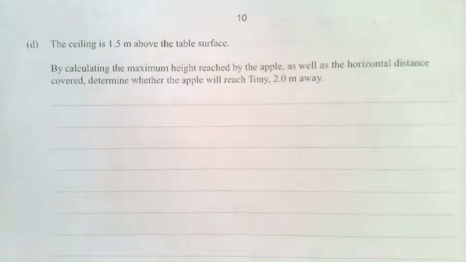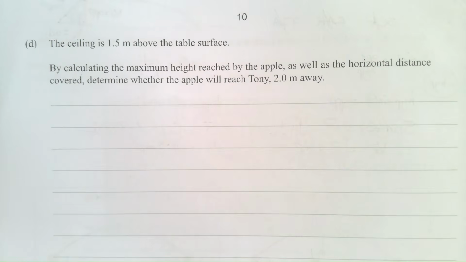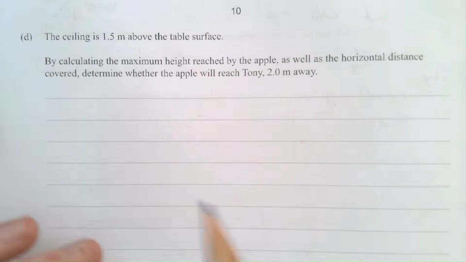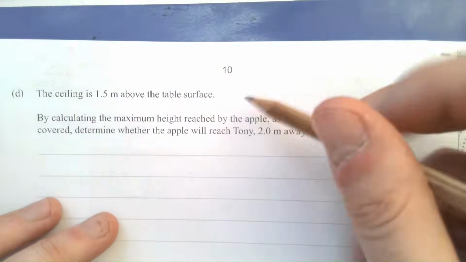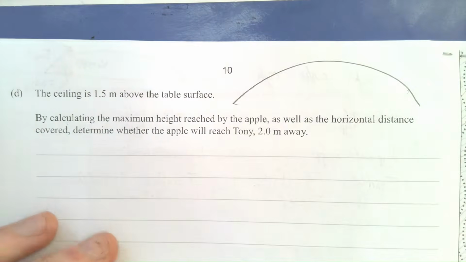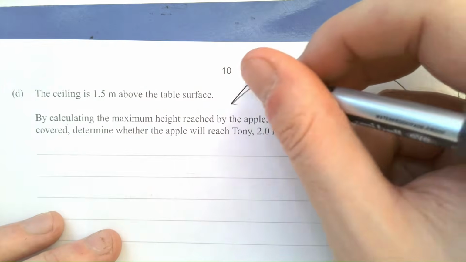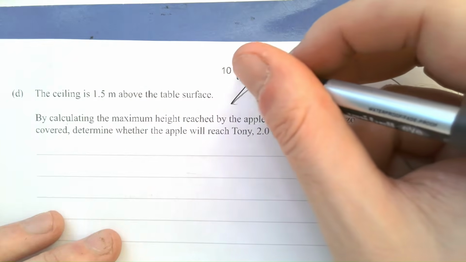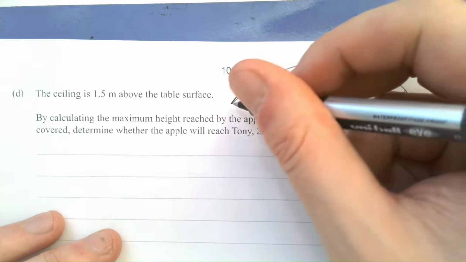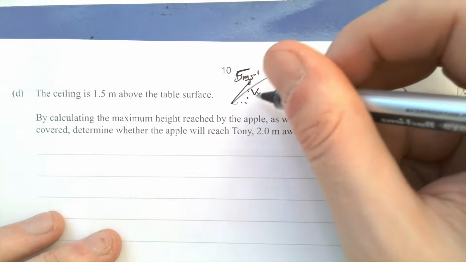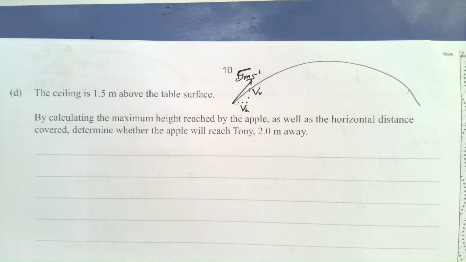We are told that the ceiling is 1.5 meters above the table surface. By calculating the maximum height reached by the apple as well as the horizontal distance covered, determine whether the apple will reach only 2 meters away. And again, this is a really classic sort of question. I'm going to just draw very quickly the system, starting at 5 meters per second. We do not need to calculate the components because we've already worked them out, so I have to flick back to our previous page in a sec.